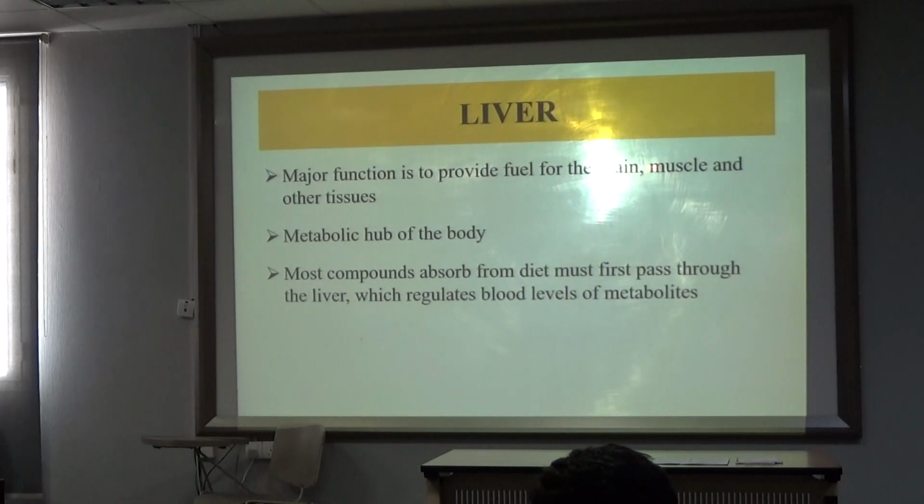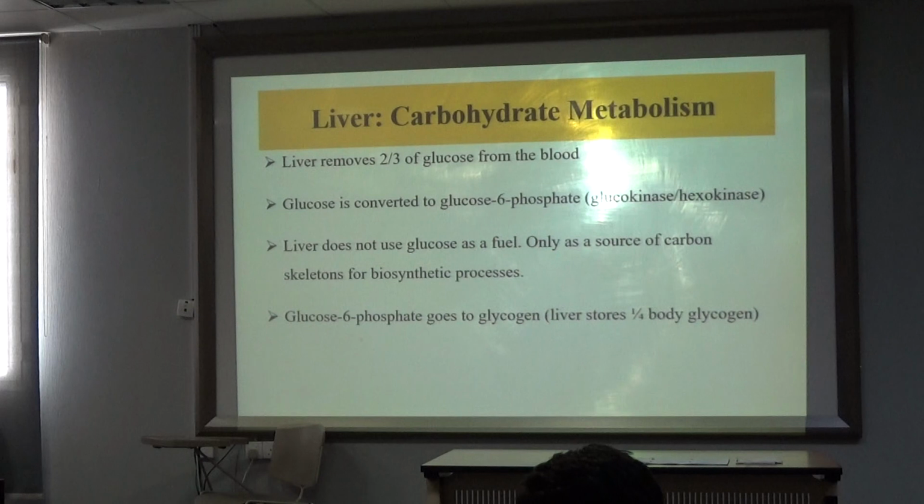Major function to provide fuel to the brain, muscles and other tissues, and it is the metabolic hub of the body: the liver. Most compounds absorbed from the diet must first go to the liver, and then from the liver to the rest of the organs. Two-thirds of the glucose in the blood is removed by the liver. Glucose is converted to glucose 6-phosphate by glucokinase, the hexokinase enzyme. The liver does not use glucose as a fuel, only as a source of carbon skeleton for the synthetic processes.